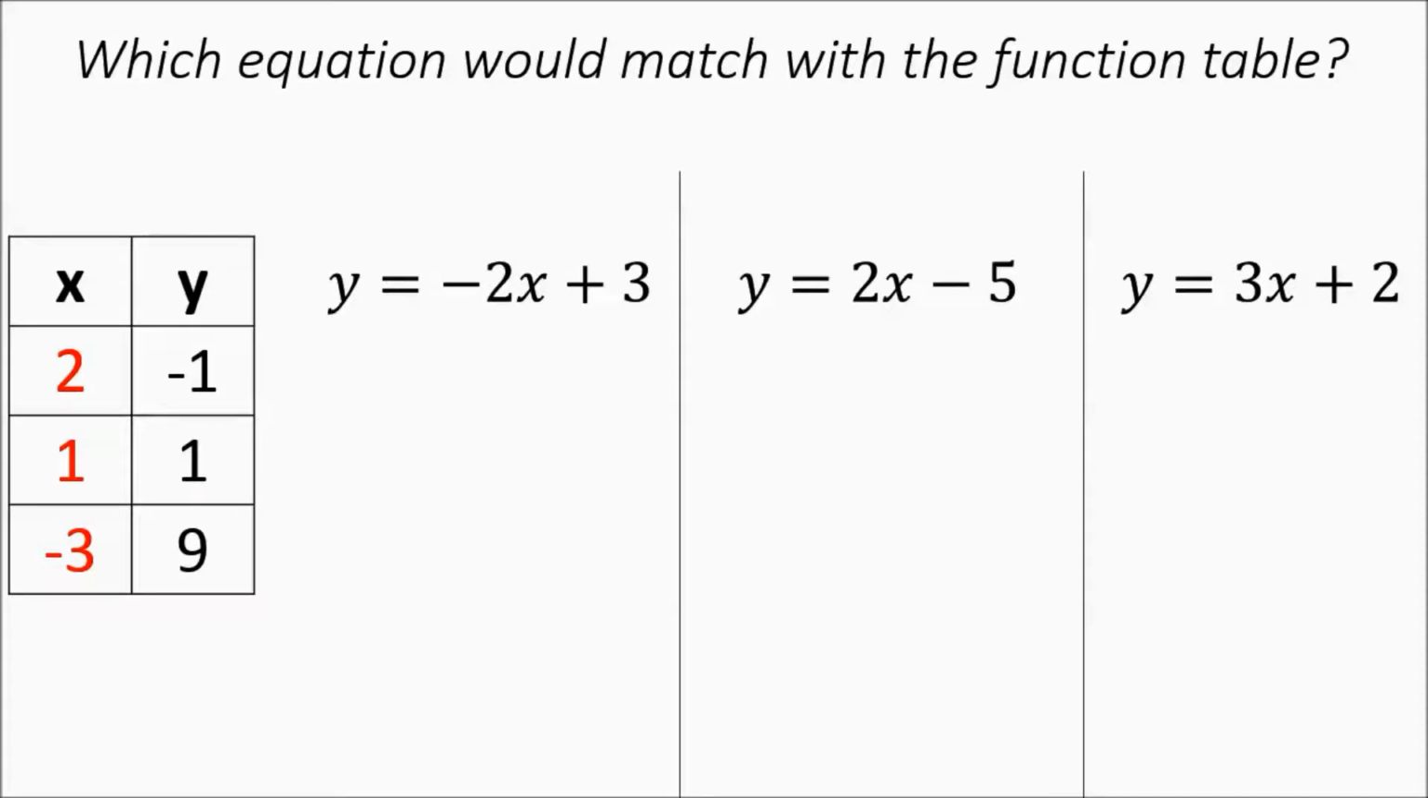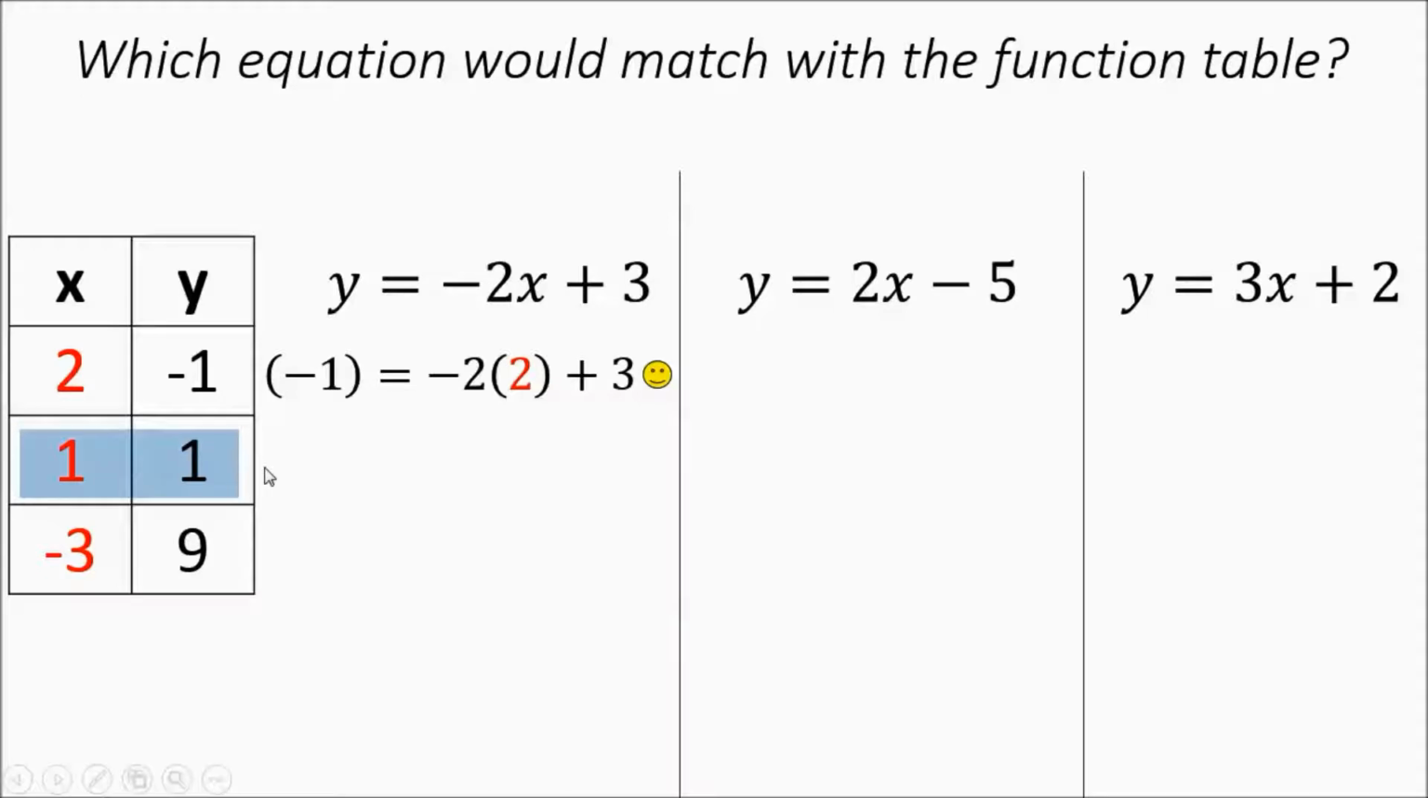We're going to go ahead and try this first one, first point in the first equation. We're going to do 2, negative 1: 2 for x, negative 1 for y. Negative 2 times 2 is negative 4, plus 3 gives me a negative 1. So far, so good. I'm going to look at the next ordered pair, 1, 1.